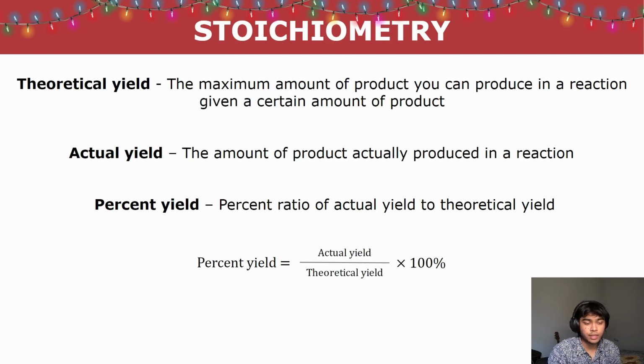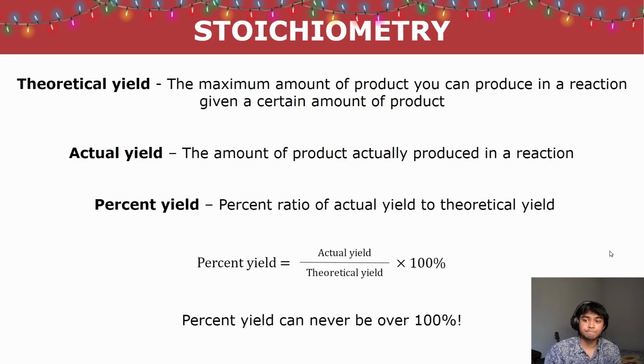Now, a big thing I want to mention is the fact that your percent yield can never be over 100%. If your percent yield is over 100%, then that means you either did something wrong in calculating your theoretical yield, or you did something wrong in the actual experiment.